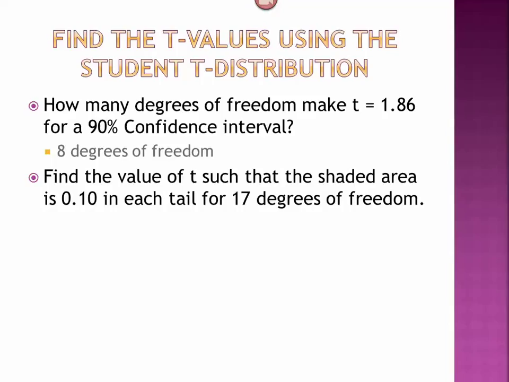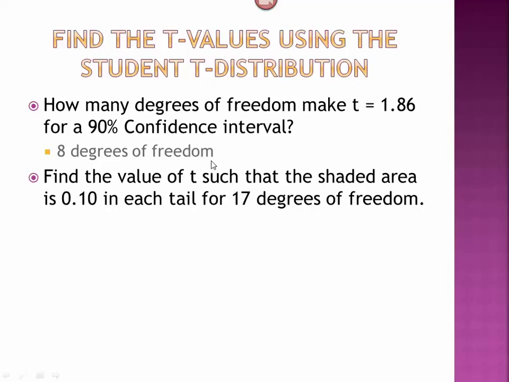Find the t such that the shaded area is 0.1 in each tail for 17 degrees of freedom. If we have 0.10 in each tail, that means we have an 80% level of confidence. Remember, one tail having 10%. In a confidence interval, we have two tails left over, and so that would be 10% in each tail, which would leave us 80% in the middle.